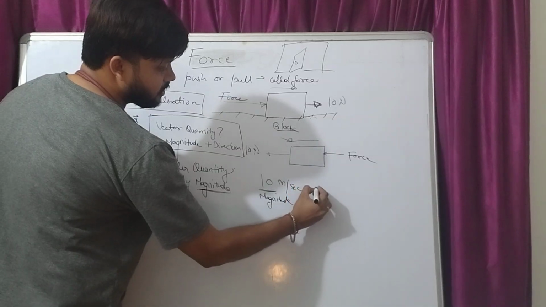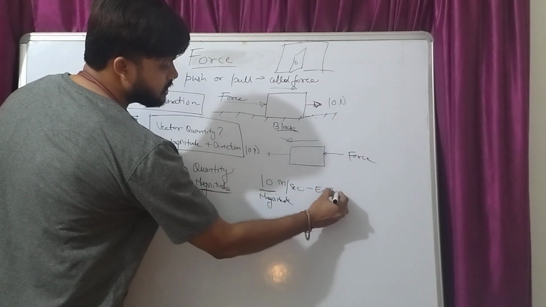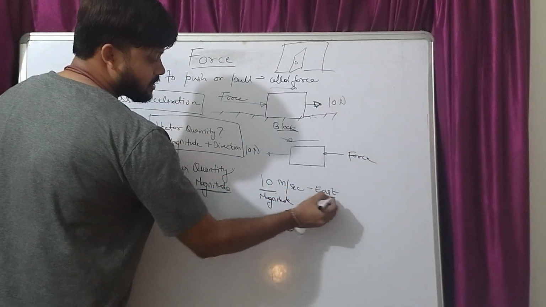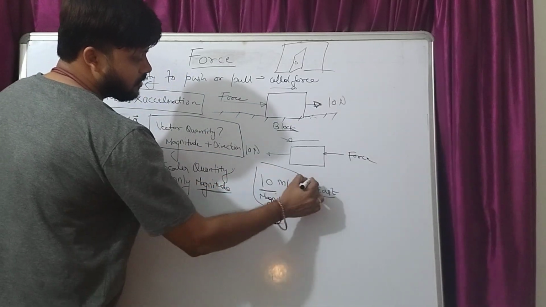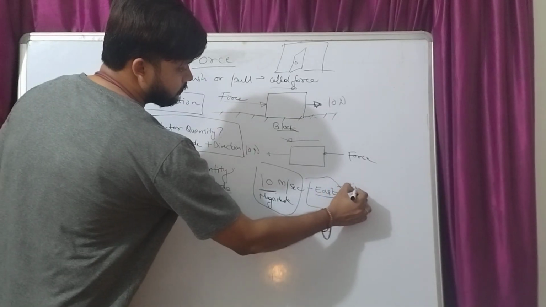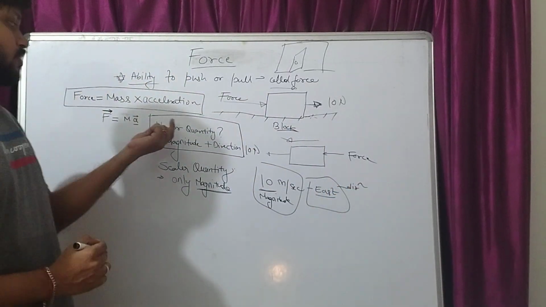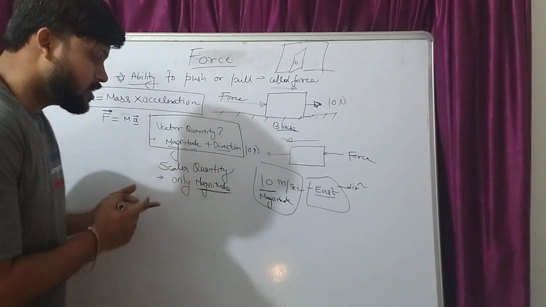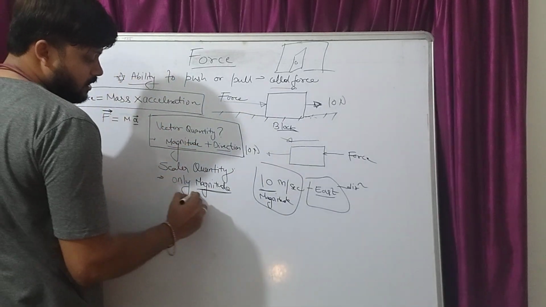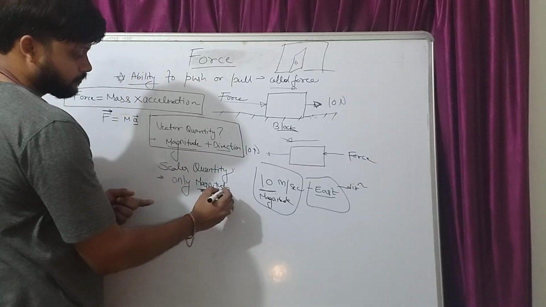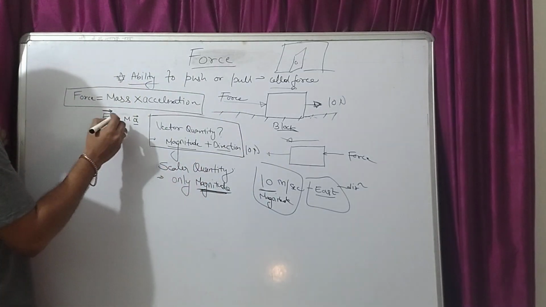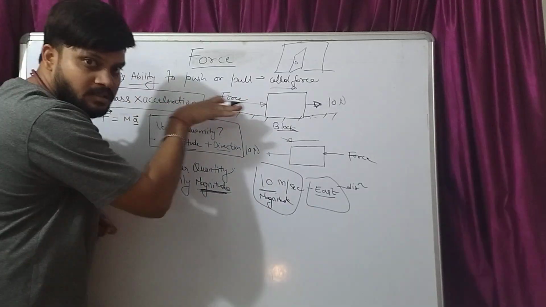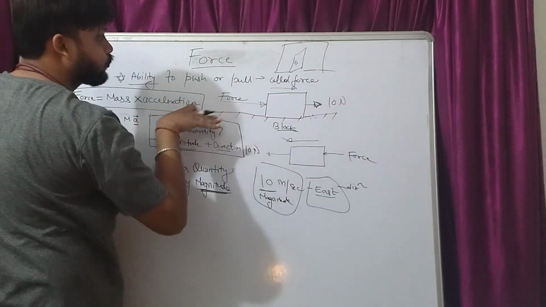If I add a direction, say the car is moving at 10 meter per second in the direction of east, now it has both magnitude and direction. So a quantity that has both magnitude and direction is called a vector quantity. A quantity that has only magnitude is called a scalar quantity. So in force, the direction in which we are applying the force, it is moving in the direction of force.